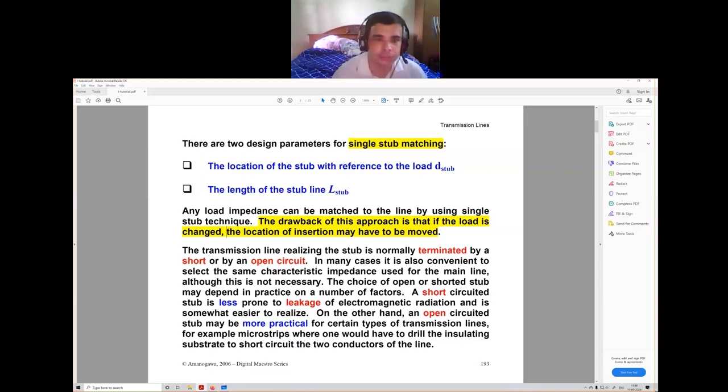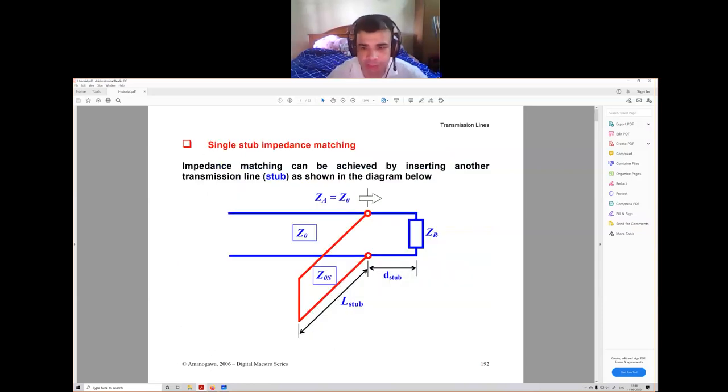Obviously, if ZR changes, then the load point on the Smith chart will change. As a result, both D stub and L stub might change. That's what it said.